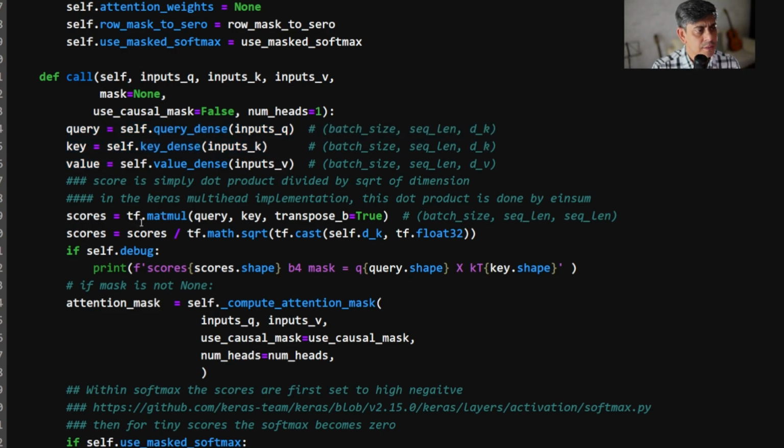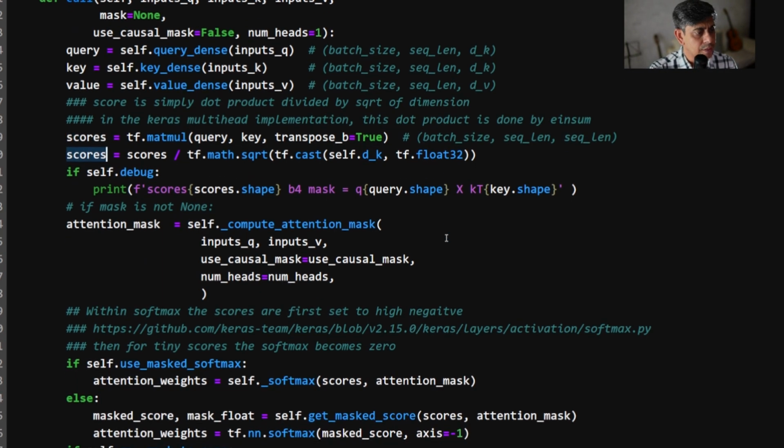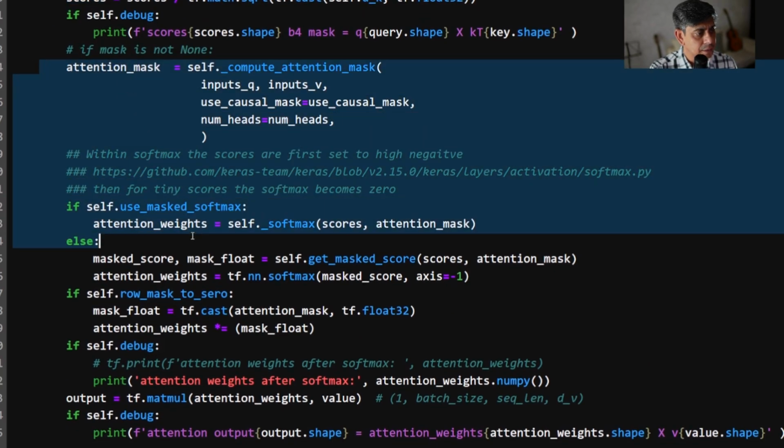Then the score is nothing but a matrix multiplication between the query and the key, where input Q, input K, and input V are passed, and the query and key are just multiplied. Then this is where the scaled dot product is happening, which means the score is divided by the square root of the dimension of the query. Okay, and then this score, we will come back here later.